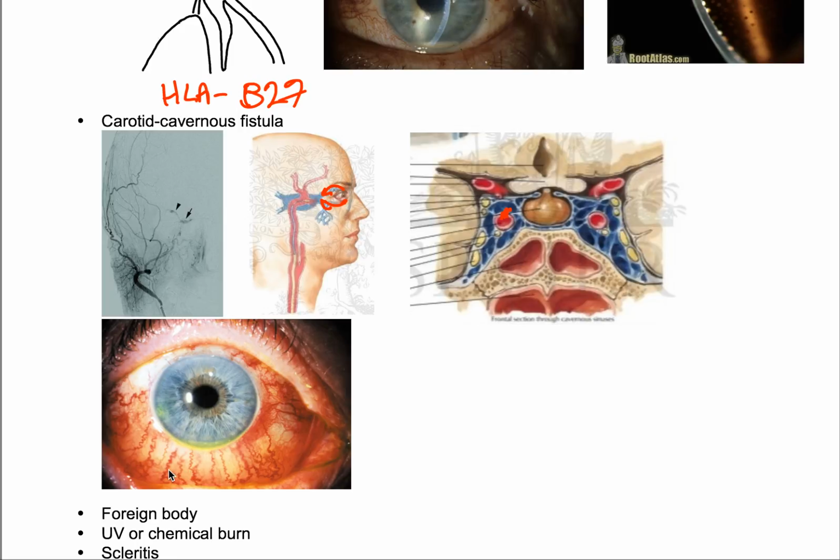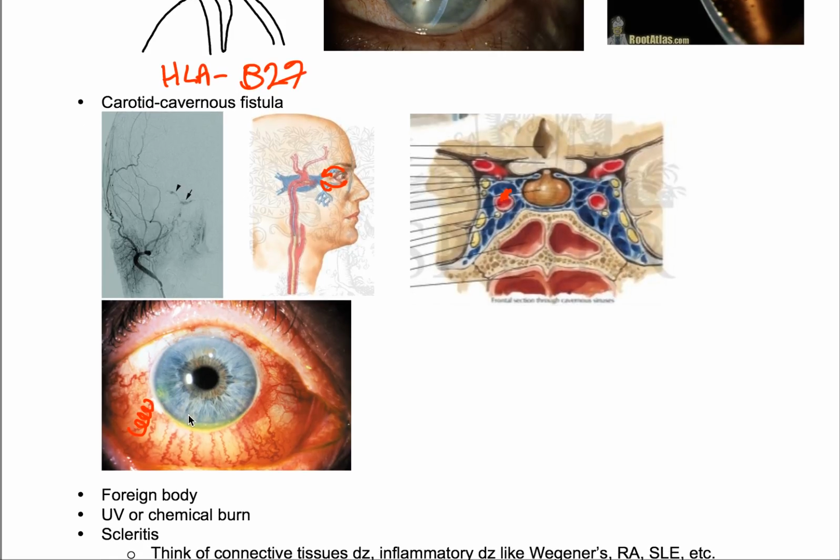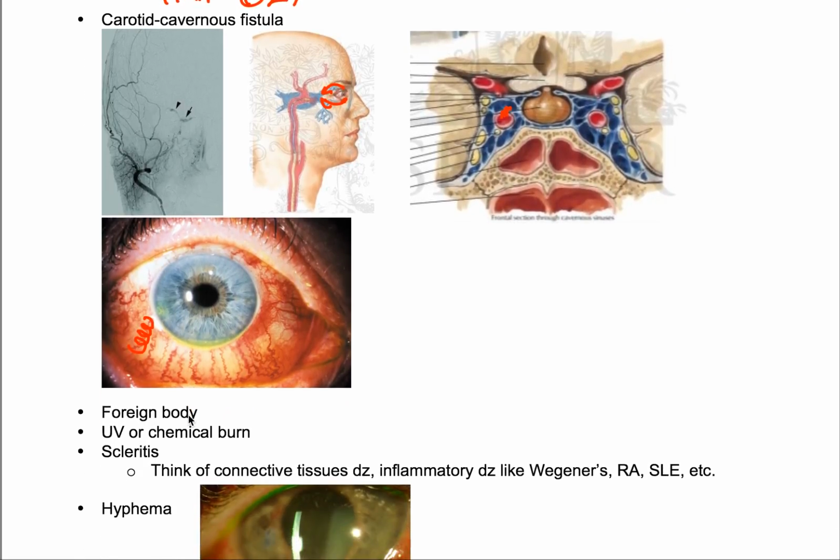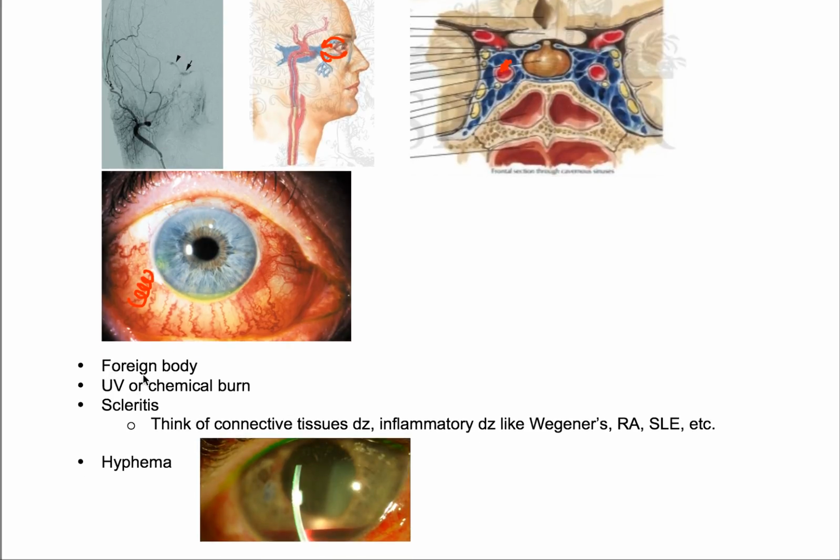And you can see in this patient with a carotid cavernous fistula, the vessels in the conjunctiva and sclera are not draining properly, and there's a classic corkscrew appearance of the blood vessels that is only seen with carotid cavernous fistula. Other things that can cause a red eye are foreign bodies, UV or chemical burns. So make sure to check your patients for environmental exposures and evert their lids to take a look for any offending foreign bodies when they come in with red eyes.